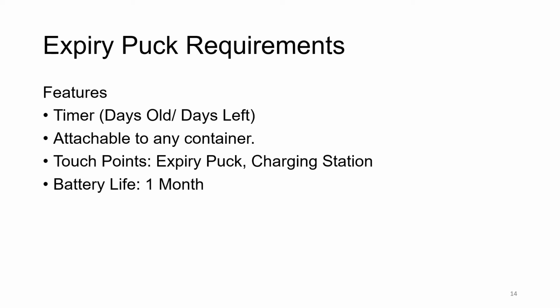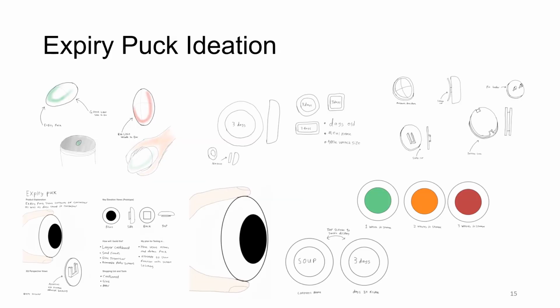Expiry puck requirements. I found that for my puck, I would decide that the requirements would have to be that the timer would show the days old or days left. It should be attachable to any container, and the battery life should last for 1 month. Here I've got some ideation.